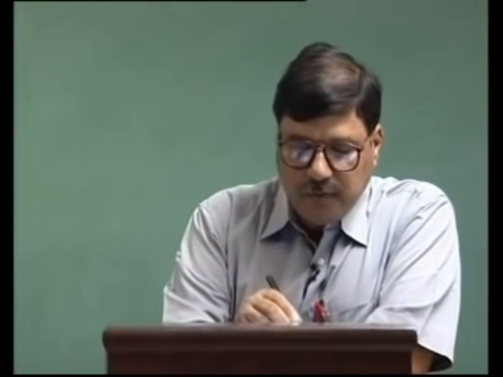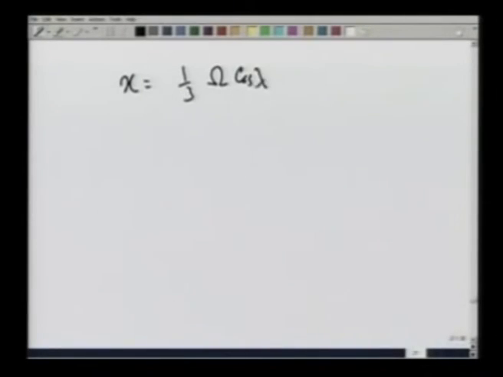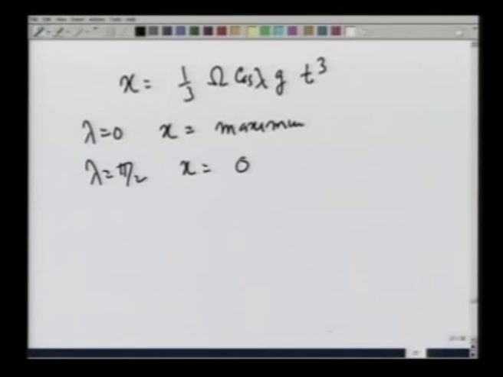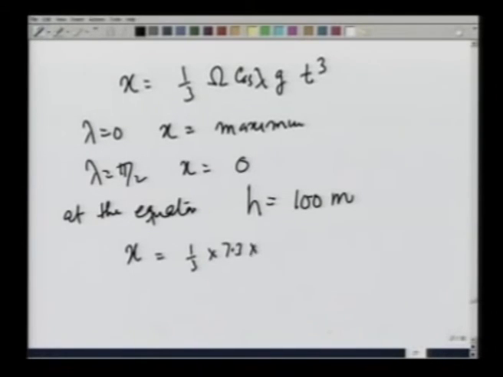How much is the magnitude? So x equals 1/3 omega cosine lambda g t cubed. Lambda equals 0, x is maximum. Lambda equals pi by 2, that is at the north or south pole, x is 0. So at the equator, if a particle is dropped from a height of 100 meters, you can calculate x, which is 1/3, omega is 7.3 times 10 raised to minus 5, cosine lambda is 1, g is 9.8, and the time is 200 divided by 9.8, raised to 3/2, cubed, and this comes out to be 2.2 centimeters. So you can see the effect is small but significant.